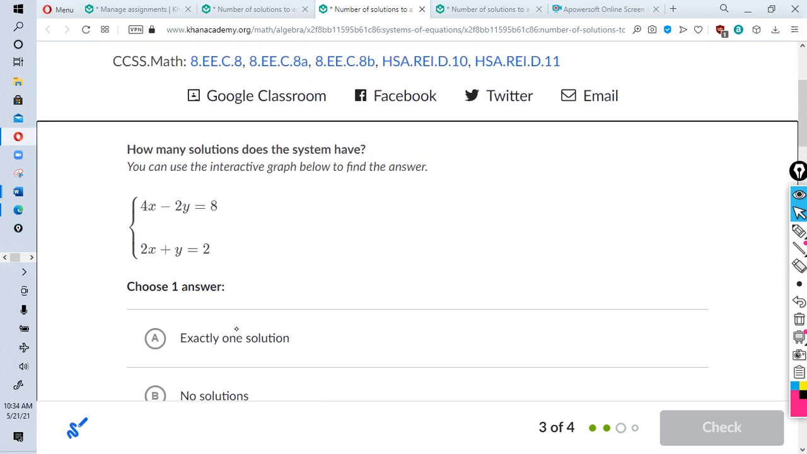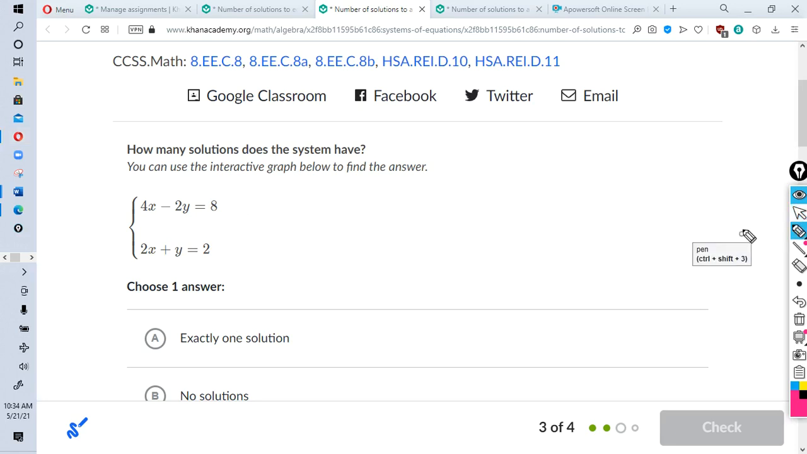It's very easy. If you want to play with the graph a little bit, what you want to do is plug in x equals 0 and then y equals 0, one at a time, just to make the graph. So looking at this one, we'll call this equation 1.